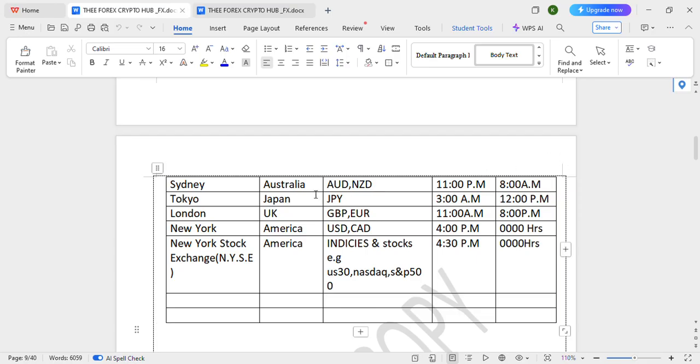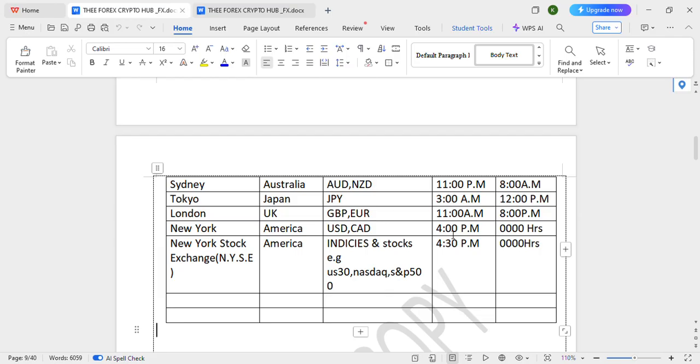Because now you can see Sydney and Tokyo. Sydney will close at 8 a.m. So that means when Tokyo is opening, the Sydney session is still on. So at this time we have the Sydney Tokyo overlap, right? But that one is not highly monitored.